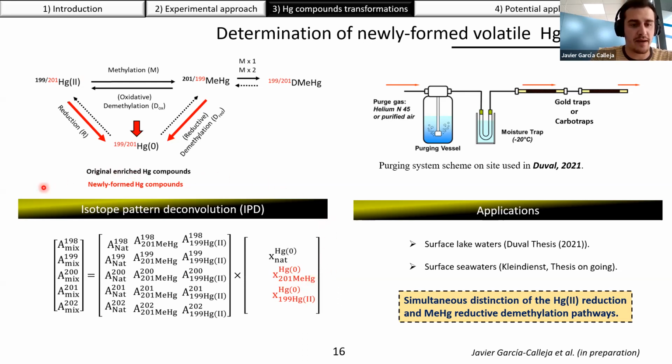If we combine this deconvolution with an external calibration, we can achieve the simultaneous distinction of the inorganic mercury reduction and methyl mercury reductive demethylation pathways. And we successfully applied this methodology in surface lake waters and surface sea waters.